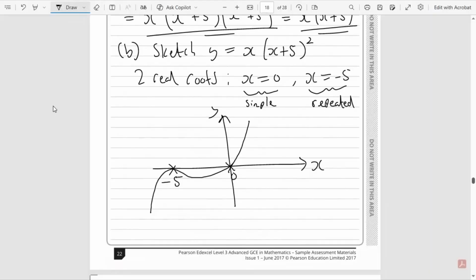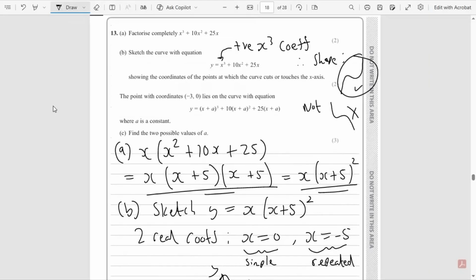Perfect. So let's go to part C next. With part C, we have a point with coordinates -3, 0, and it lies on the curve with this equation: y equals (x plus a) cubed plus 10 times (x plus a) squared plus 25 times (x plus a), where a is a constant. Find two possible values of a.